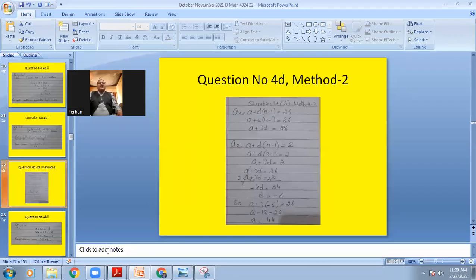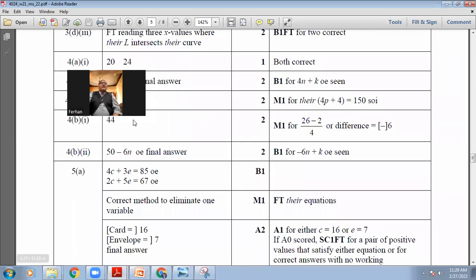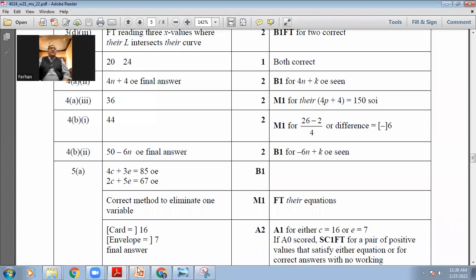So let's have a look at what the answer is. The answer is 44. So our answer is right.